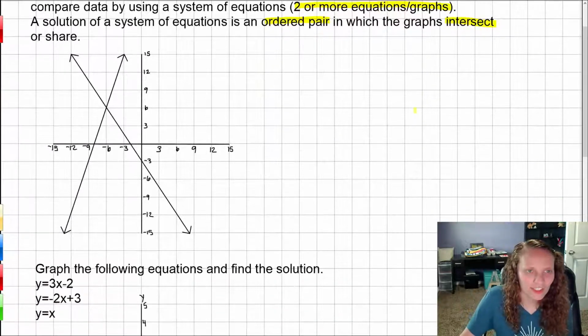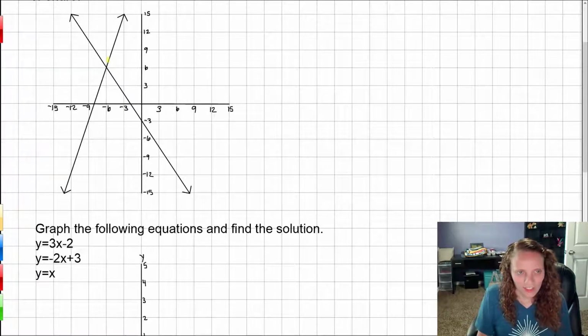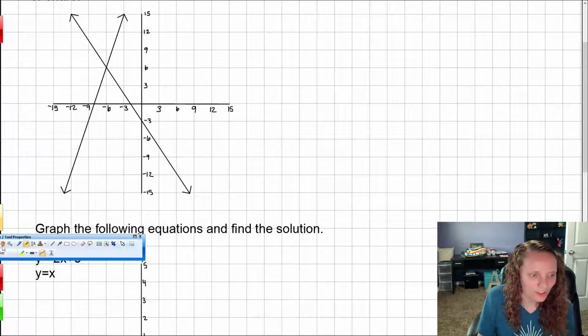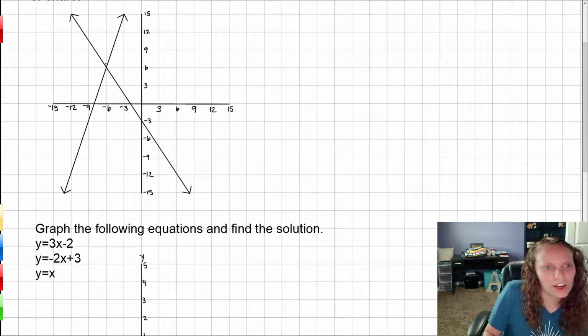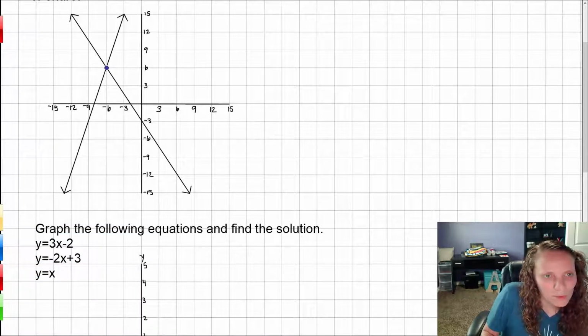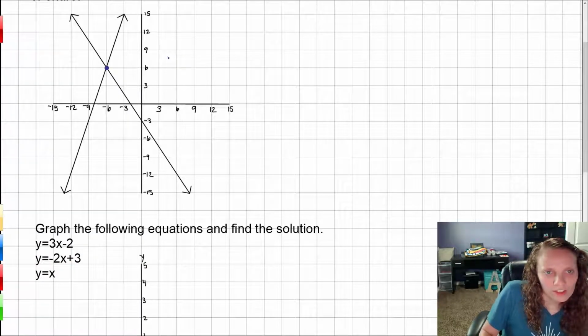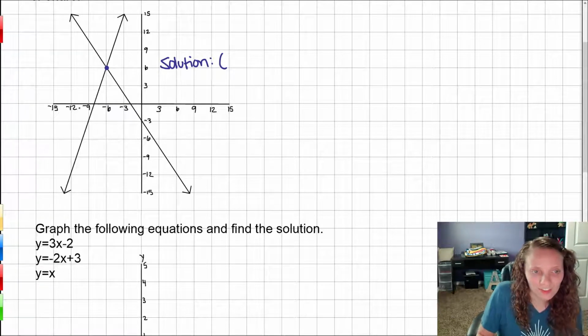Okay, so let's look at this first example here, and here's our system of equations. We have two graphs all on the same grid, and we want to find the solution. The solution is where the graphs intersect or cross. Right at this point is where these two graphs intersect, so this would be the solution. So our solution is at the ordered pair -6. If you notice, the x-axis is counting by threes. So -6 and then up to 6.